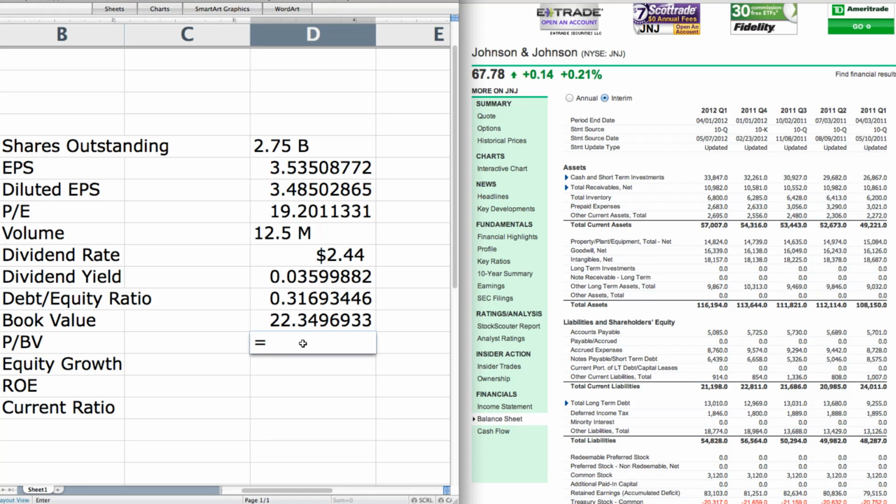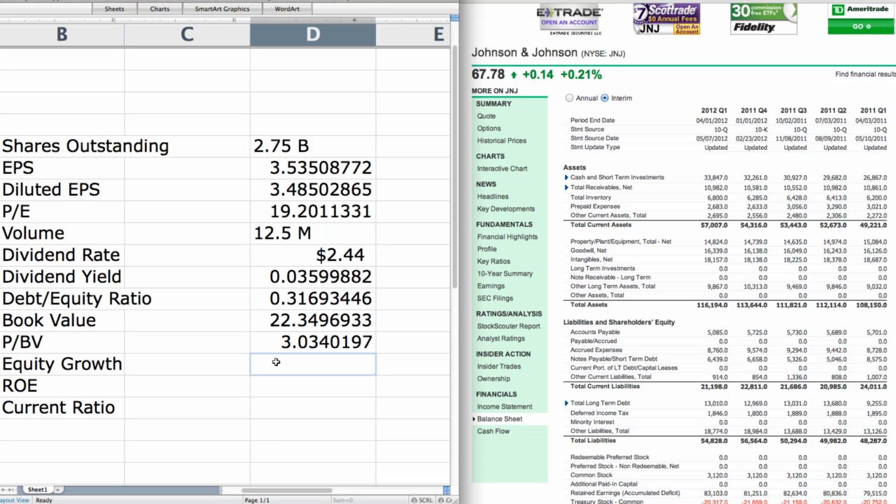We hit the equal sign. The price is $67.78. We're going to divide that by the book value that we just calculated above, which is $22.34. And we hit enter, and our price to book value is 3. That means that for every $3 you spend buying this company, you're going to get $1 of equity or book value in the business.